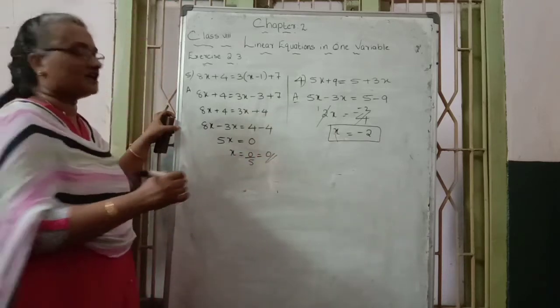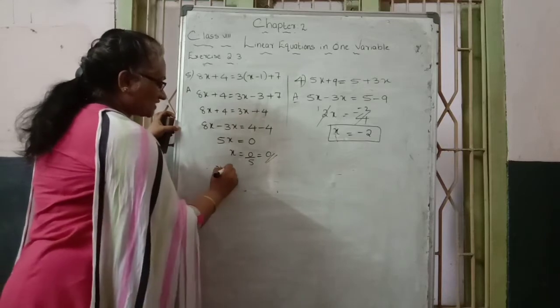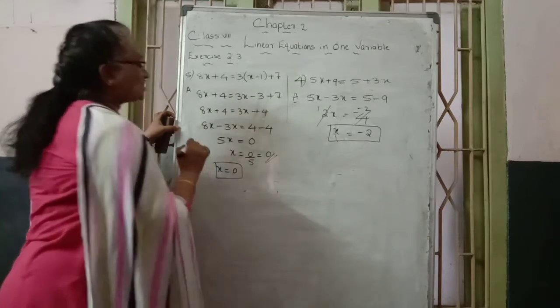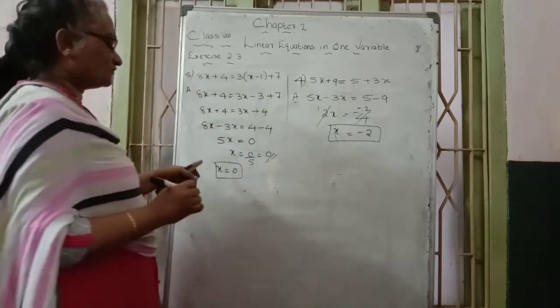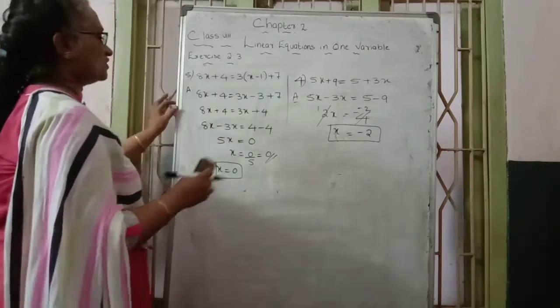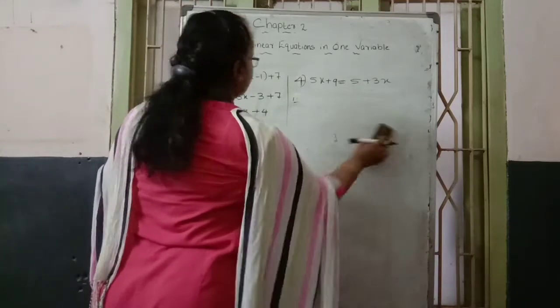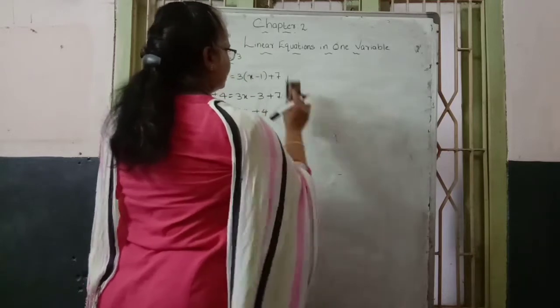So the x value becomes how much? Therefore, the x value 0 is our answer. This is the meaning of this question. In this way we want to solve. Then next, another question, the sixth question.